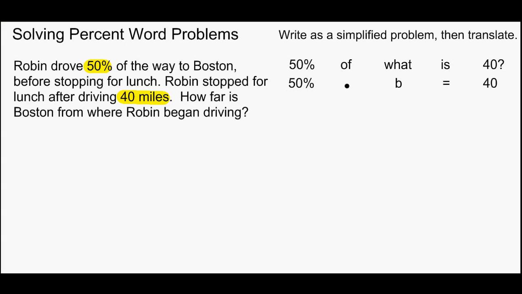Do a direct translation. 50% times B equals 40. B is our base. It's a missing factor. We're going to use division. 40 divided by 50 hundredths equals B. B equals 80. The distance from Boston, from where Robin began, is 80 miles.